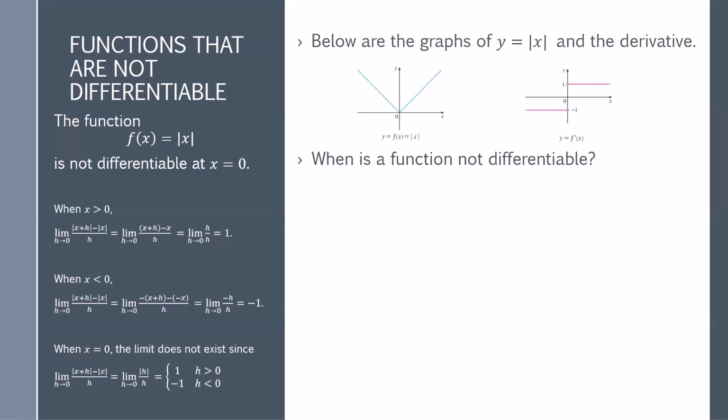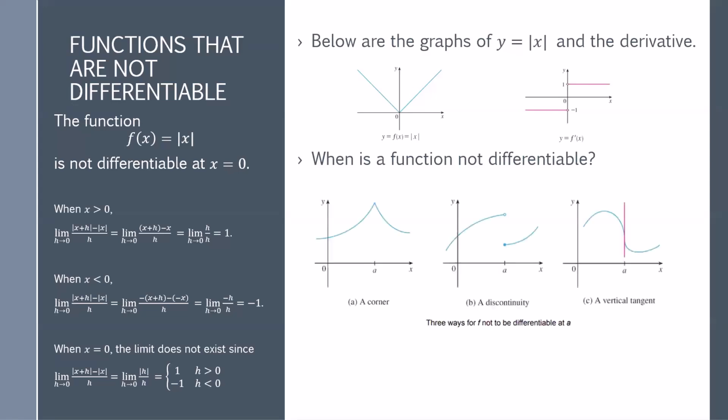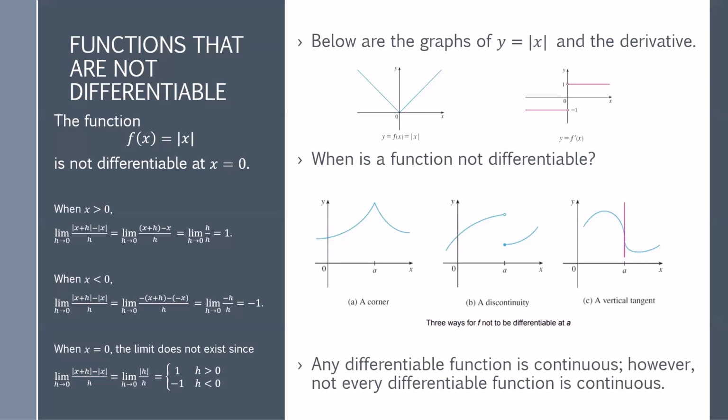So in general, when is a function not differentiable? Well, it's not differentiable if it's got a corner, if it's got a discontinuity, or it's got some sort of vertical tangent. We note that any differentiable function is continuous, but the reverse is not true. As in the case of f(x) equals absolute value of x, we have a continuous function which is not differentiable.